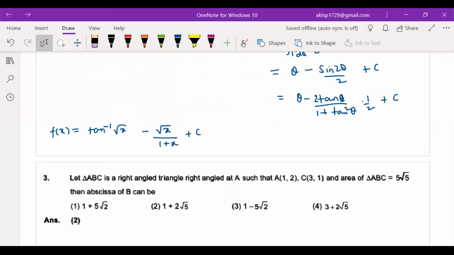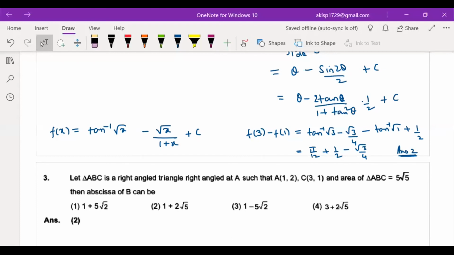Therefore f of 3 minus f of 1, the constant will disappear, and we will see that this expression is nothing but tan inverse of root 3 minus root 3 by 1 plus 3, that is 4, minus tan inverse of root 1 minus 1 by 2. So this expression simplifies to pi by 12 plus 1 by 2 minus root 3 by 4. That is precisely option number 2. Hence our answer is 2 in this case.